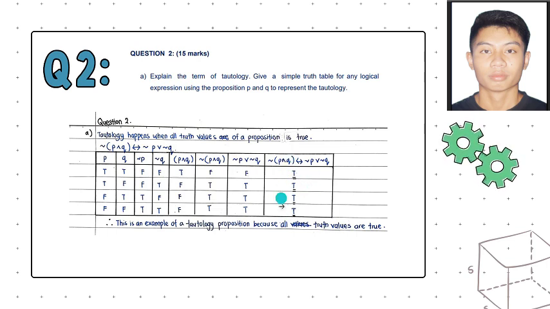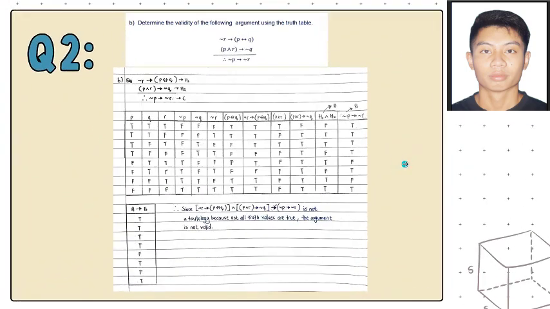So if the table is all true, it means that it's a tautology. For a biconditional, the P and Q need to be true and true or false and false, otherwise it will return false. So true and true equals true, and false and false equals true. So in this truth table, it is clear that this is an example of a tautology because all the truth values are true. So now I shall continue with the second question, question 2b.